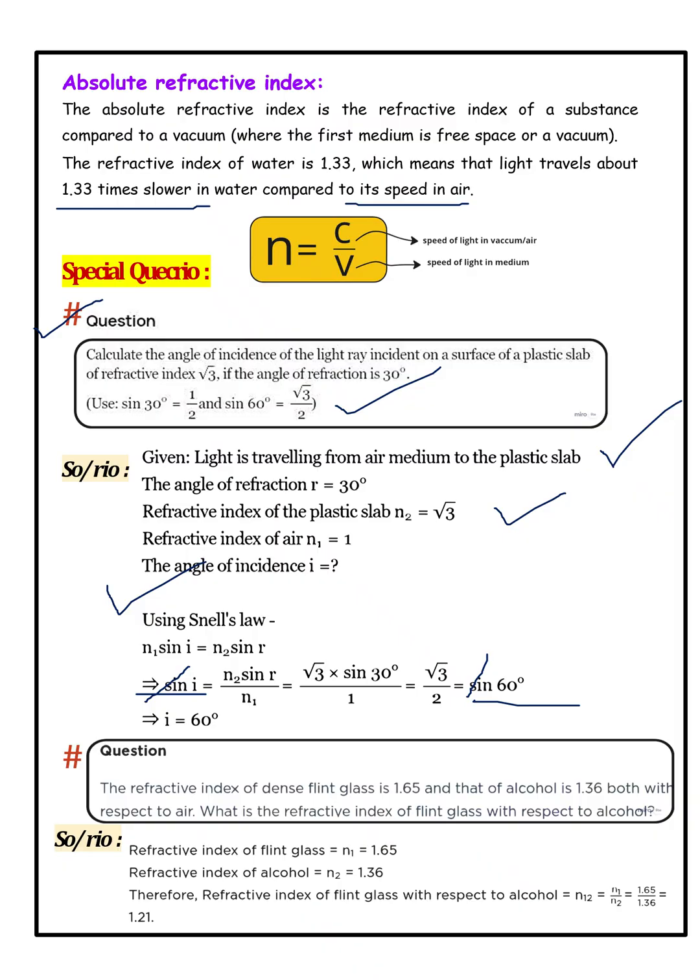Question number 2. The refractive index of dense flint glass is 1.65 and that of alcohol is 1.36, both with respect to air. What is the refractive index of flint glass with respect to alcohol? So here they have given us the refractive index of flint glass and of alcohol. Therefore, we just have to calculate by using Snell's law. After you calculate it, you will get 1.21.